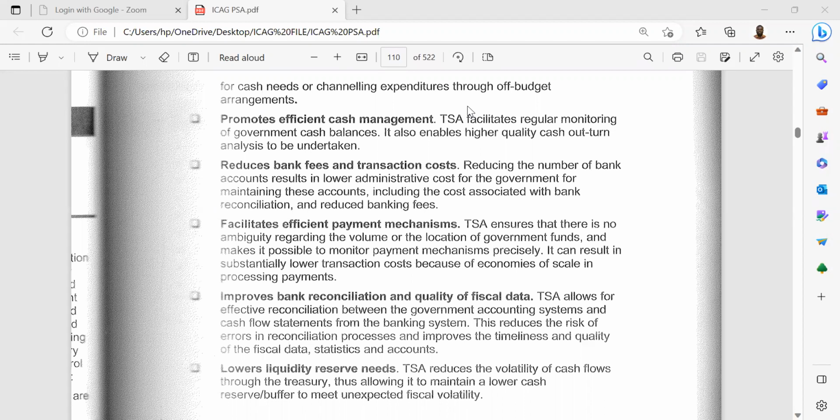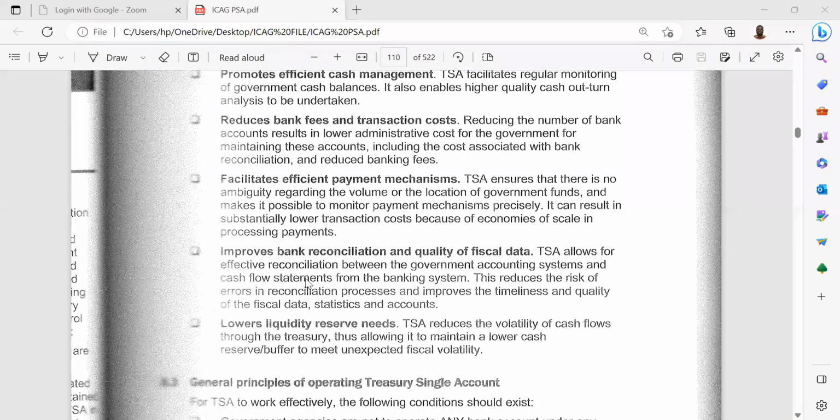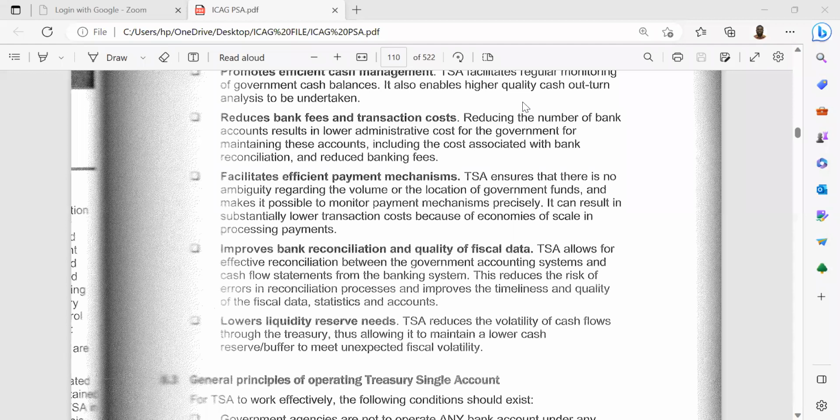And we also say that it improves the bank reconciliation and quality of fiscal data. It improves bank reconciliation, and quality of fiscal data. It improves that because we are dealing with a single account, so reconciliation will be easy. Is that clear? Yes, it's very solid. Very well. And the last one is what?